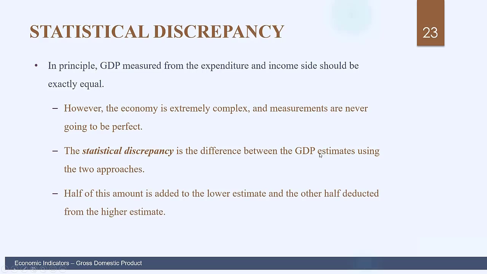So again, half of the amount of the difference will be added to the lower estimate and the other half deducted from the higher estimate. As a result, you will end up with the expenditure approach equaling the income approach. So let's look at an illustrative example.